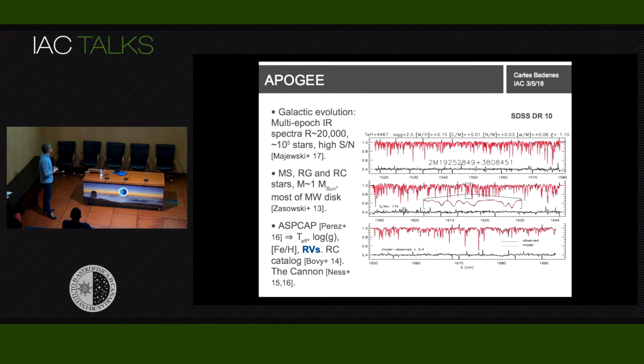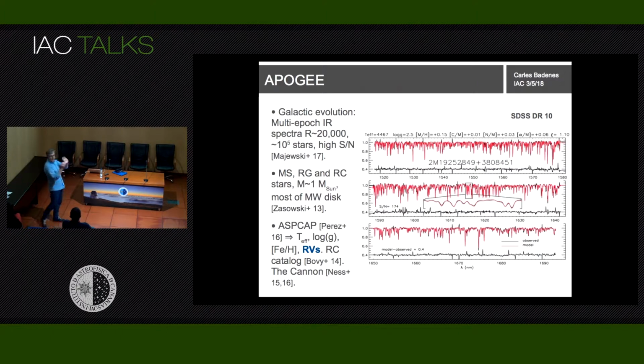And one of these surveys that has made this kind of work possible is APOGEE. Now you have Carlos here, so I'm not going to talk a lot about APOGEE because he's the real expert. But basically, this is just a multi-epoch infrared survey with a spectral resolution of around 20,000, observing hundreds of thousands of stars in the Milky Way at high signal to noise in the infrared. Right? And the typical APOGEE spectrum looks like this.